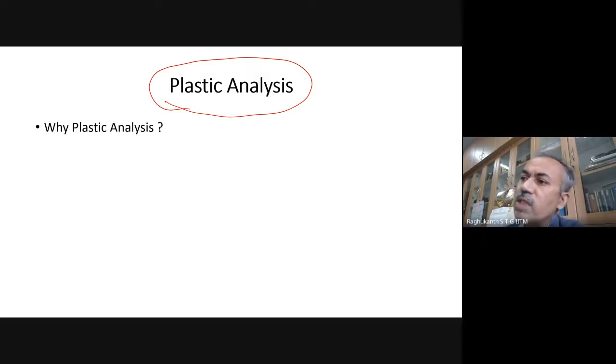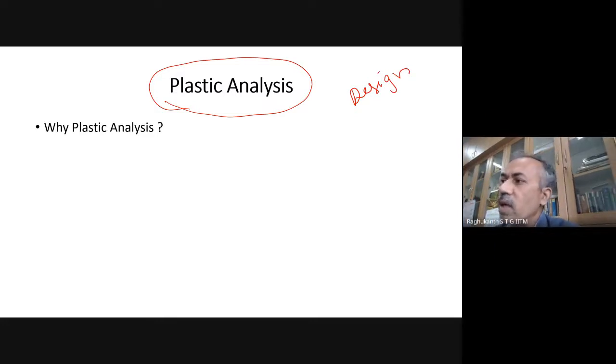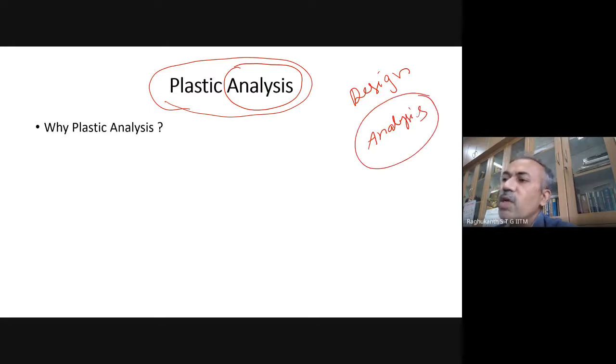Okay. So now the first thing is, why do we require this plastic analysis? Whatever you have studied until now is all about design. You have seen how to design these beams and other things. Now we will be looking at how to do the analysis in the plastic region. This is a very important topic in steel structures, maybe not in RCC, but in steel structures, it becomes a very important topic itself.